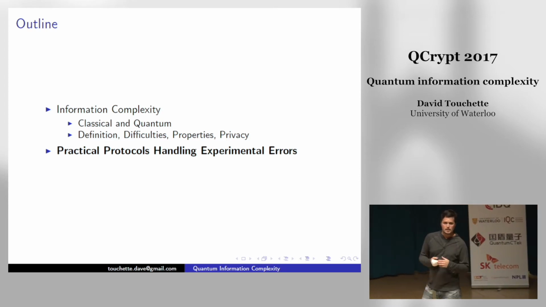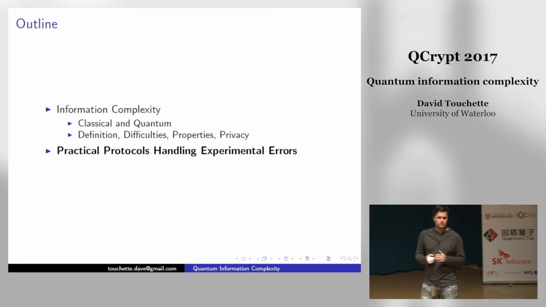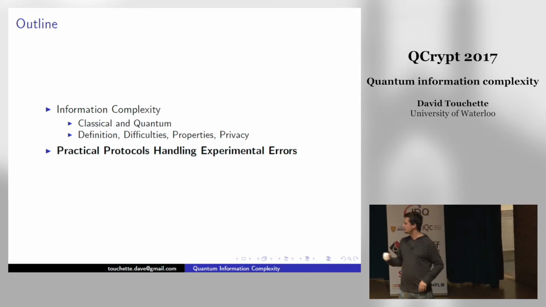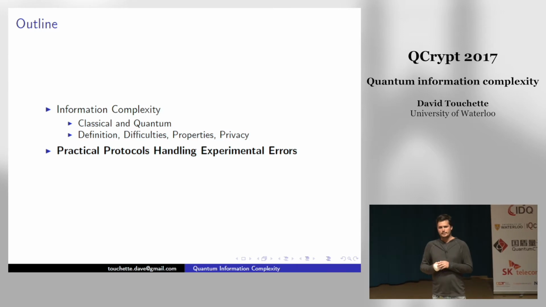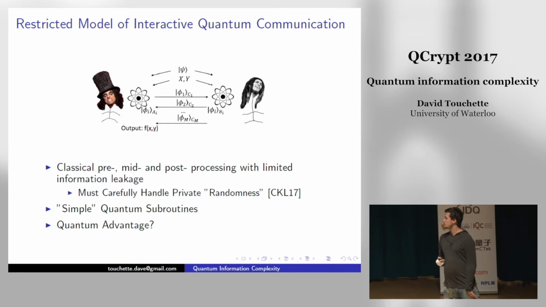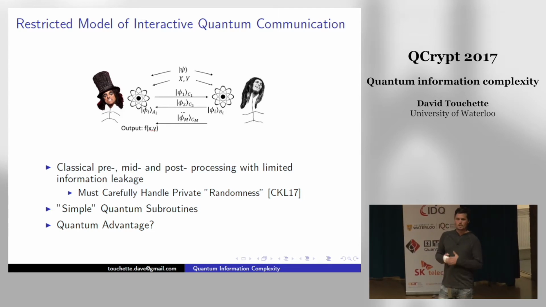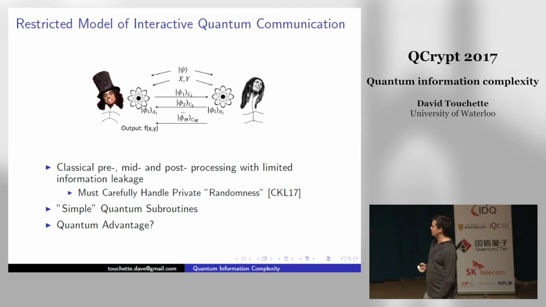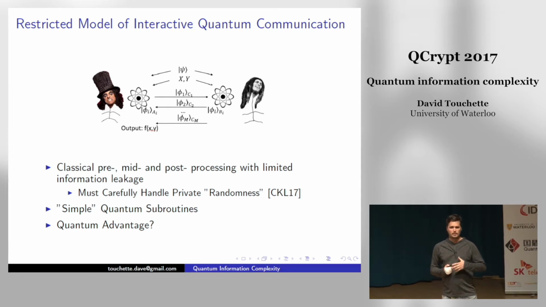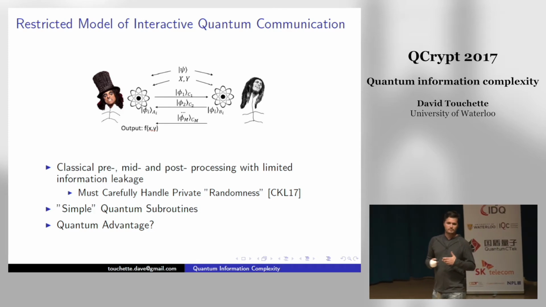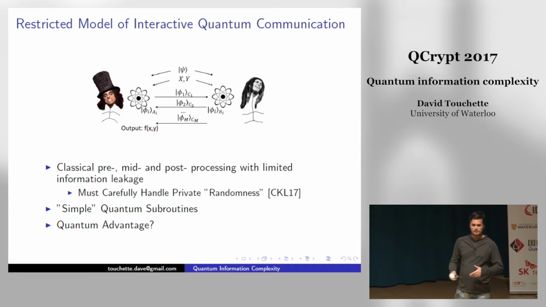So now we're done with the theory part, so let me go on to the more practical part, where we'll discuss a bit about practical protocols that can also handle experimental error. So far we've been discussing a model where we allow Alice and Bob a full-fledged quantum computer on their side and a noiseless communication channel, and so on. But what if we wish to obtain quantum advantages not only in 10 to 15 years, but in the next couple of years, say?